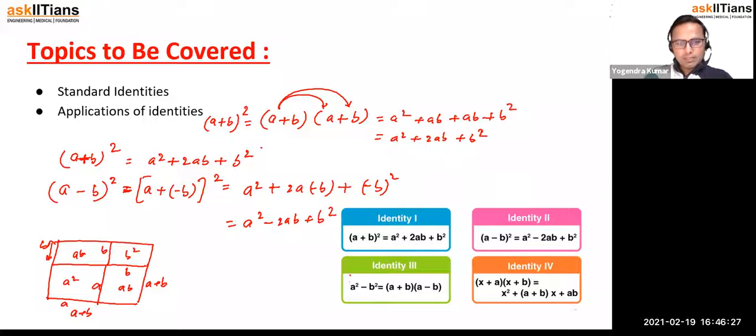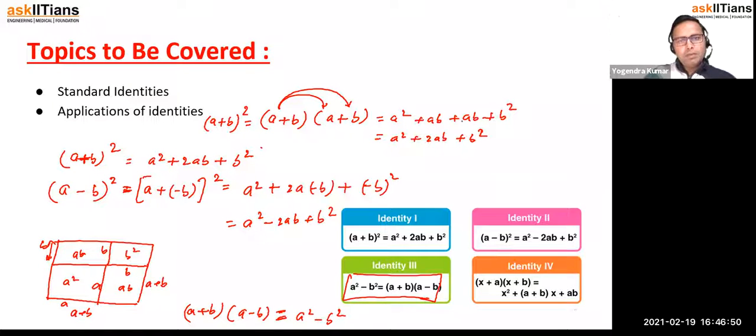Then we have this identity, which you can again do like this: a plus b into a minus b. So what will we get? When you multiply this way, one product will be plus ab and another one will be minus ab. You can do it and understand. So what we'll get is a square minus b square, because the plus ab and minus ab will get cancelled out.